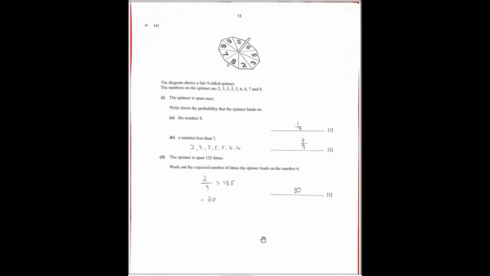Question 6a. The diagram shows a fair 9-sided spinner. The numbers on the spinner are 2, 3, 5, 5, 5, 6, 6, 7, and 8. The spinner is spun once. Write down the probability that the spinner lands on the number 8. Number 8 is only repeated once in this spinner, so the probability that it lands on number 8 is just 1 out of 9. A number less than 7 can be 2, 3, 5, 5, 5, or 6, 6. So the probability is 7/9.